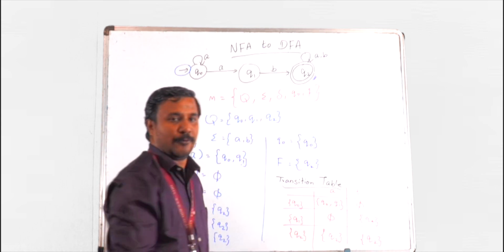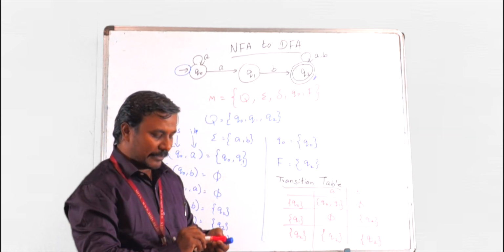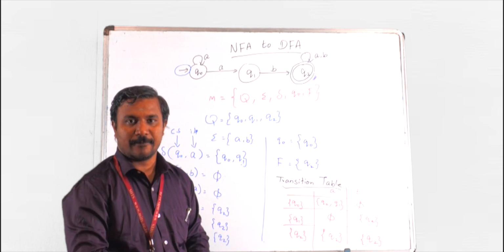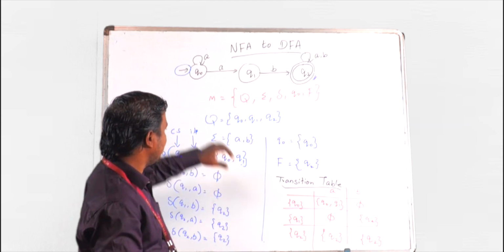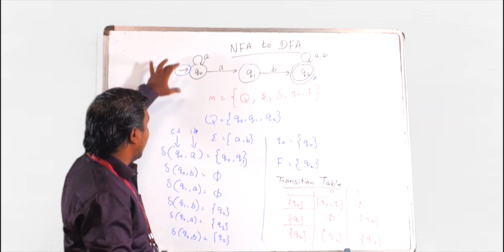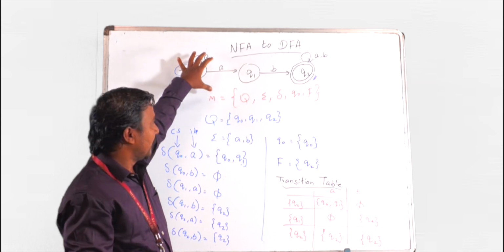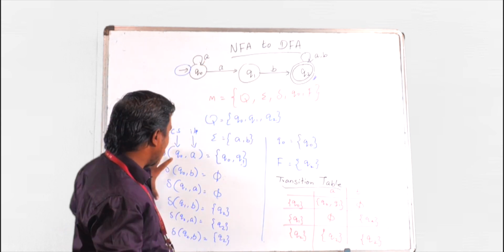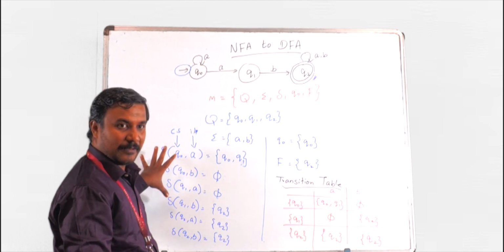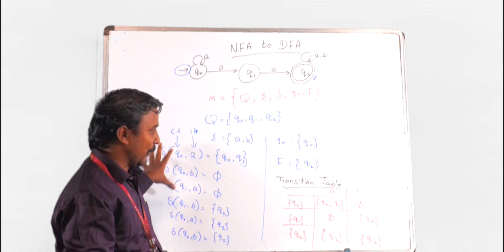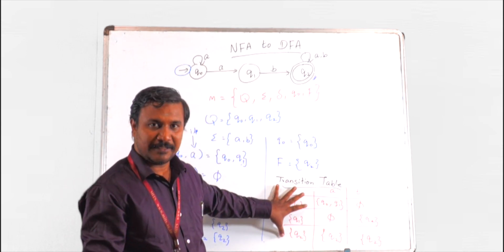It is Q2. So these are the 3 types of representation of the finite automata. The first one is a diagrammatic representation, that is the transition diagram. The second one is the transition function using mathematical formulation. And the third one is the transition table.